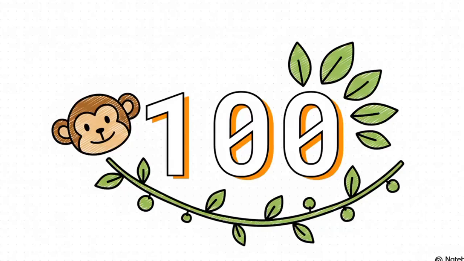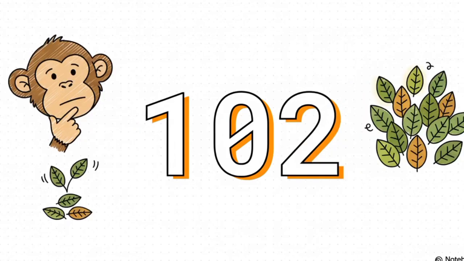Okay, so say a monkey borrows 100 leaves. Seems simple enough, right? A nice, manageable number. But, whoops, they forget to pay it back. So after 1 month, with a pretty standard 2% interest rate, the bank tacks on 2 extra leaves.